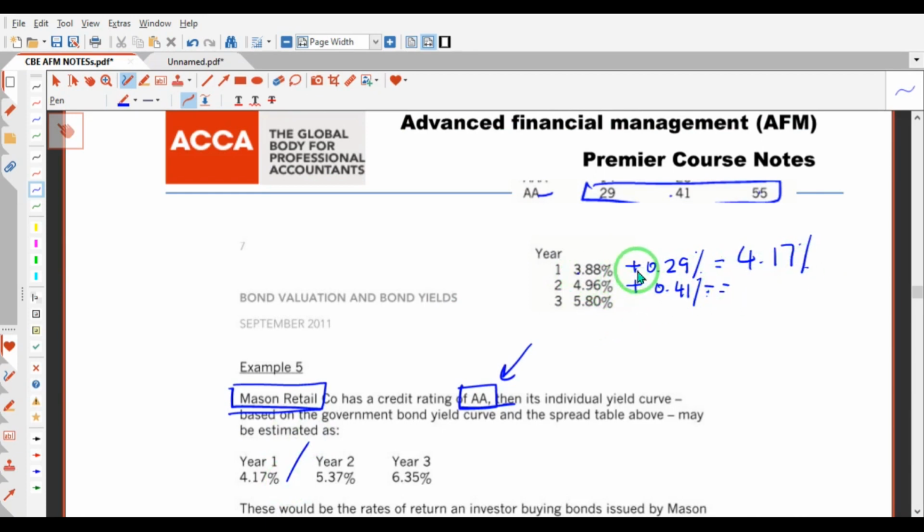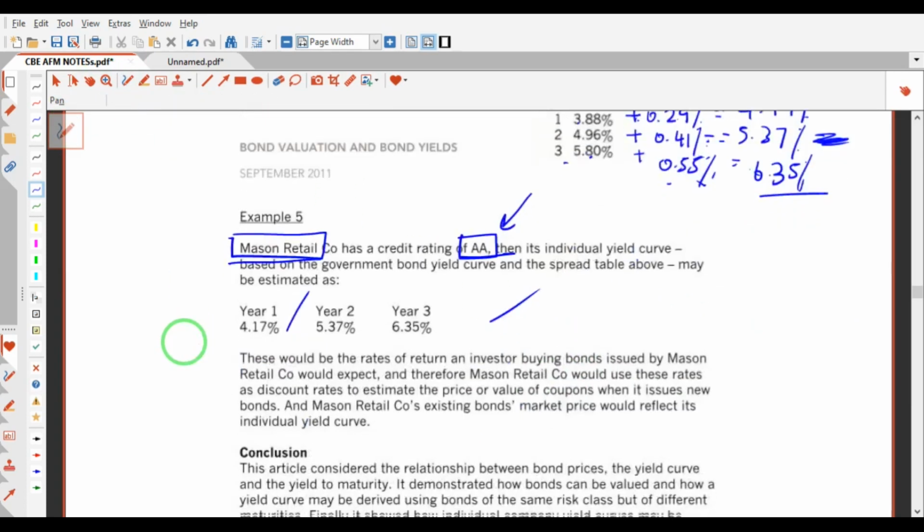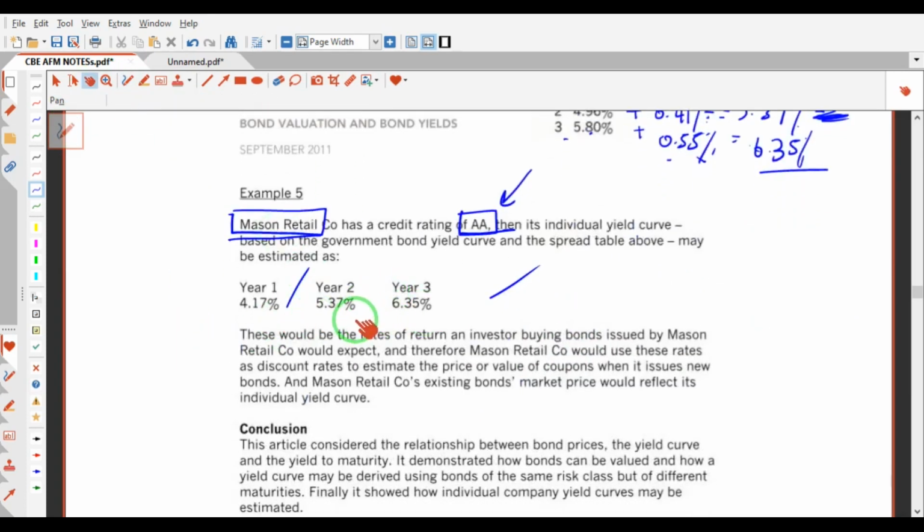Is it correct? Check. This plus this, and then you got 5.37%. And this is going to be plus 55 basis points, which is 0.55. So you add up 5.8 plus 0.55, giving 6.35%. That is what we are going to get for this. This is for Mason Company.